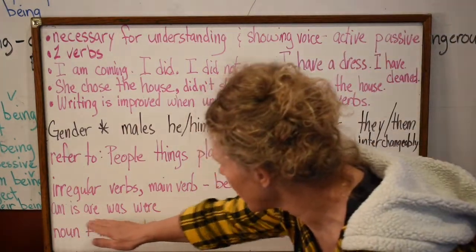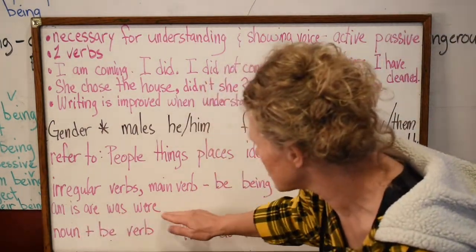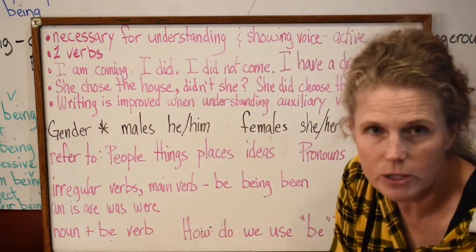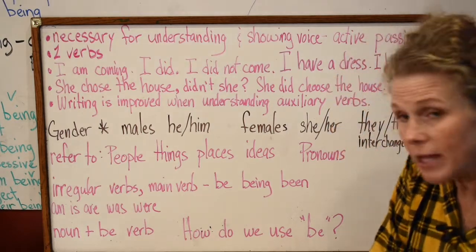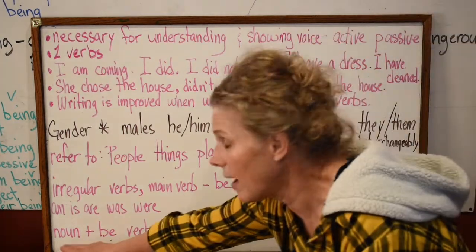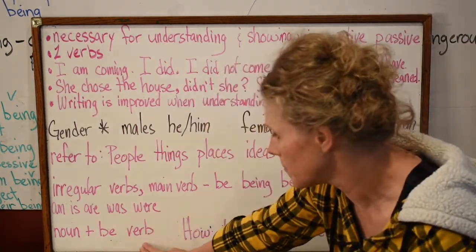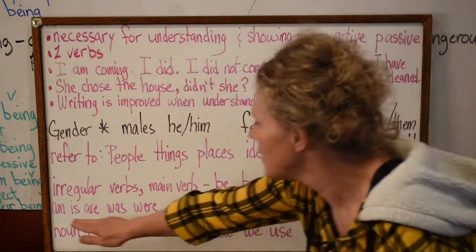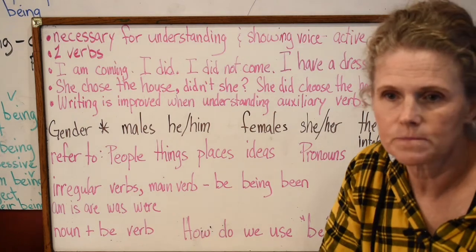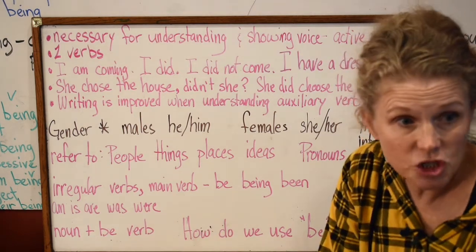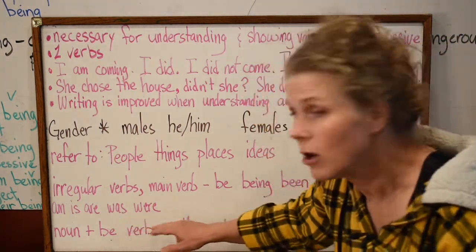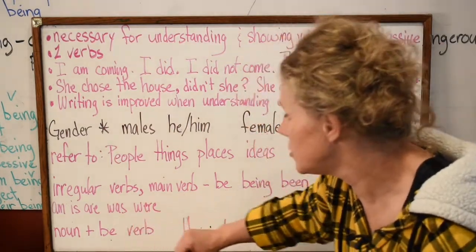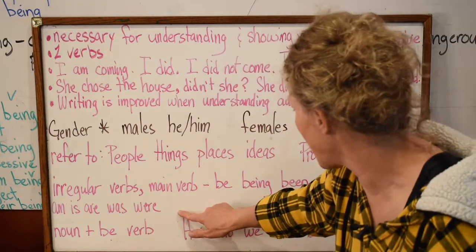And then you have your irregulars. Am, is, are, was, and were. These have to be memorized. You won't know how to use them if they're not memorized. So now, how do you use them? You have your noun plus your be verb. That's how you use them. So all of these right here, they can all stand all by themselves. I am, she is, we are, we were, right? I was. You need to make sure you're using them properly.